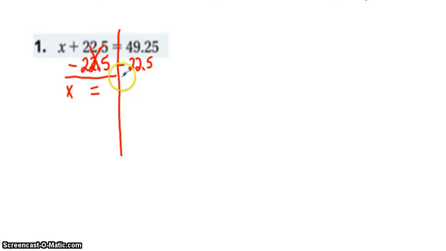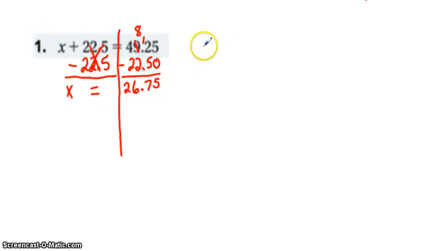So we're going to subtract 22.5 from this side. I'm going to fill in a 0 here. 5 minus 0 is 5. Going to have to regroup the 8 and the 12. So 12 minus 5 is 7. Bring down my decimal. 8 minus 2 is 6. And 4 minus 2 is 2 as well. So x equals 26.75.